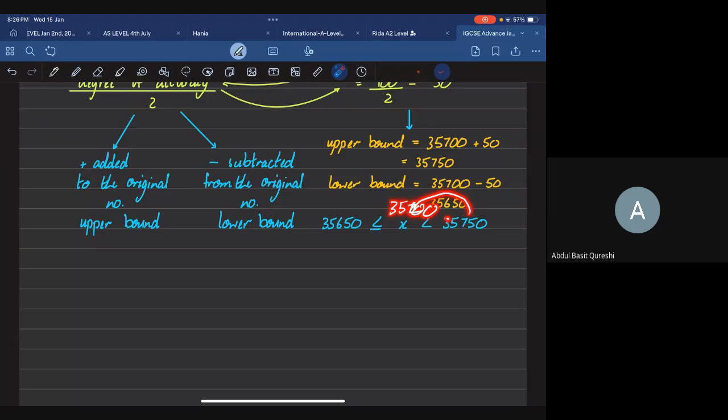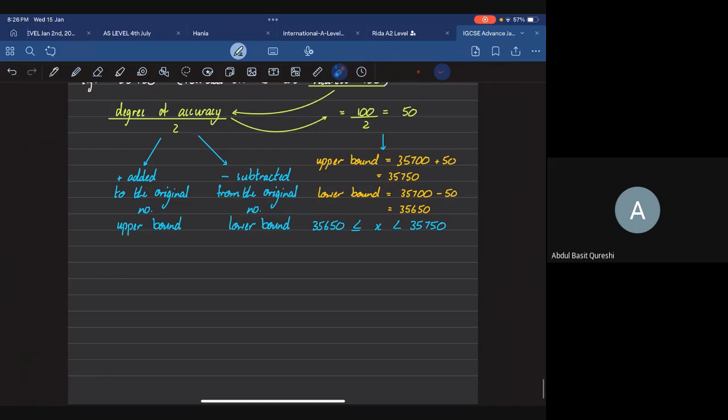It would have rounded off to 35800 on to the next. So that is why we do not include it over here, but we do include it over here. So the only thing that you guys need to understand is that while doing these type of questions, you just need to know how to calculate your upper bound and lower bound. And how you're going to do that is plain simple.